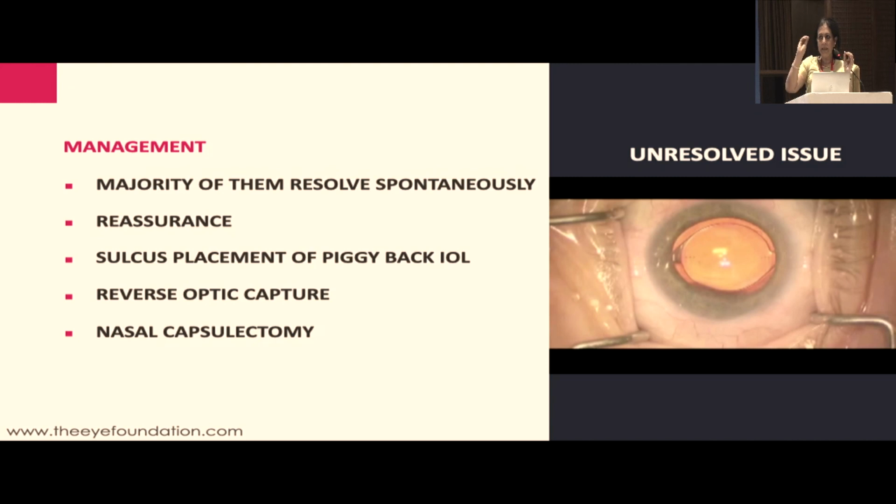The majority would settle down, but there are 15% of them where you may have to intervene, like you could place a zero-powered piggyback IOL. You could just get the optic out and do a reverse optic capture. Rarely, a nasal capsulectomy might also be done.